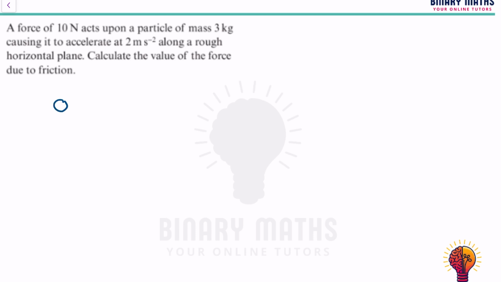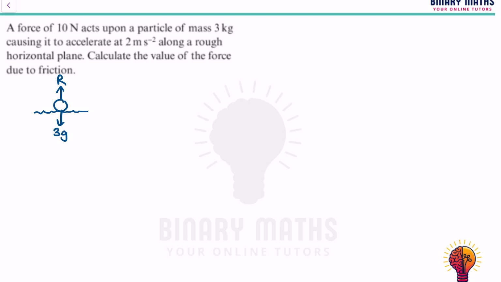So we've got a particle, we have a rough surface. I normally draw a rough surface just slightly curved. If it's a frictionless surface, so if it's a smooth surface, I draw a straight line. So the particle has mass 3 kg, so that means the weight will be 3g. Obviously, there's a reaction force involved.